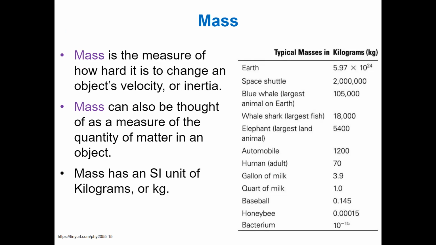The table here lists some typical masses in kilograms. For Earth, it's roughly 6 times 10 to the 24 kilograms. And for our human body, it's in the range of like 70 or 80 or sometimes 100 kilograms, and so on. But you guys don't need to remember all those numbers.